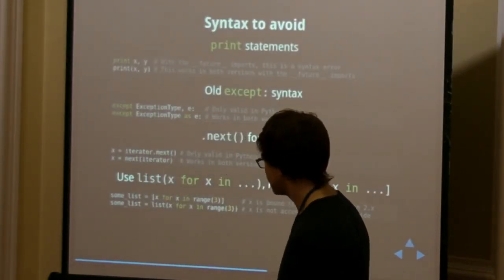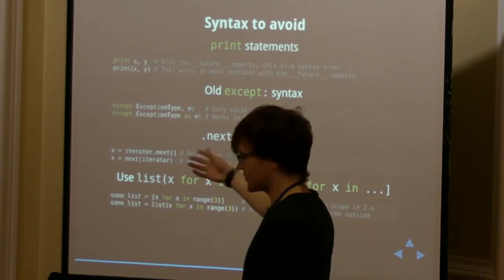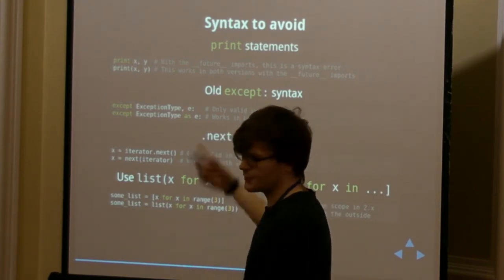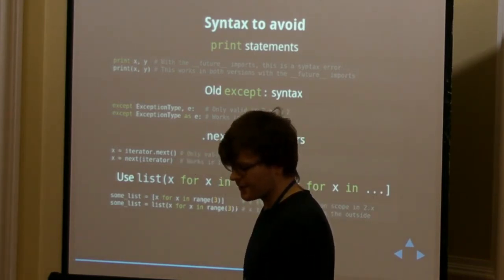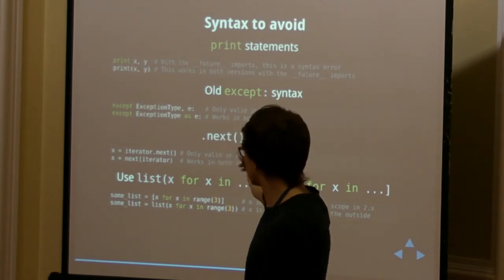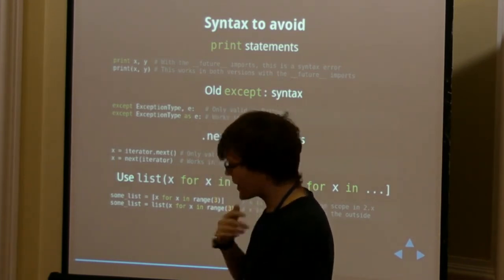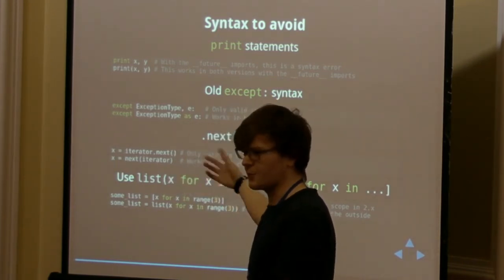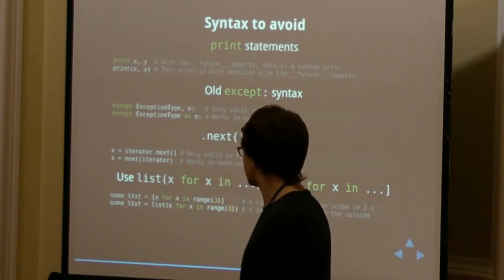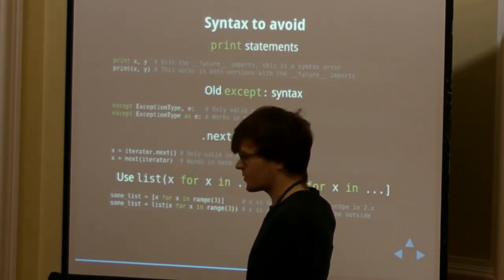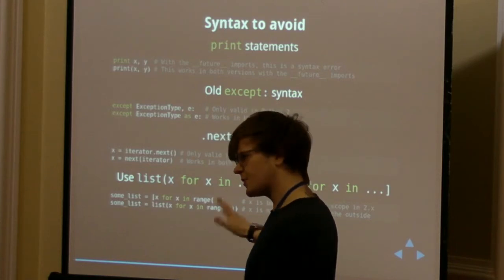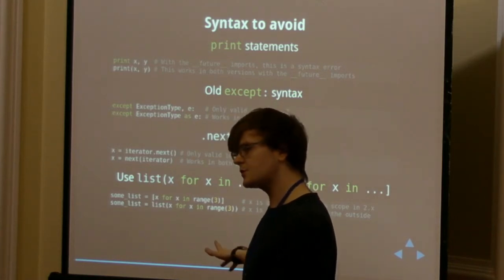Some syntax you need to learn to avoid. Don't use print as a statement, use it as a function, get the future import, it'll work everywhere. This except syntax has been removed in Python 3, so don't use this comma in your exception, use as. It will work equally well in both versions. Next is a function in Python 2.7 and Python 3, so just use next as a function, not as a method of iterators.